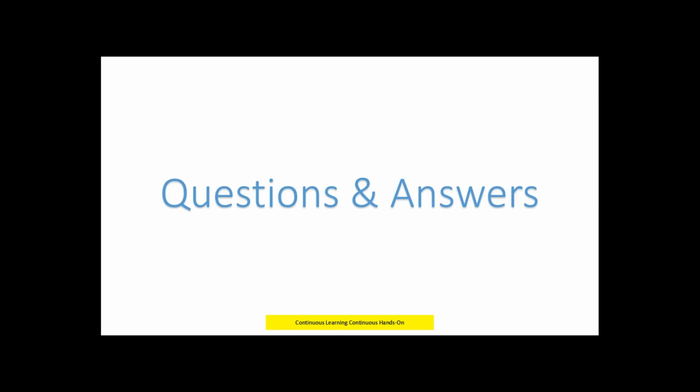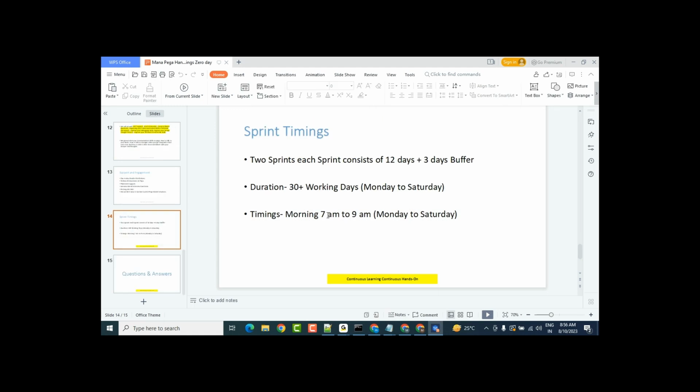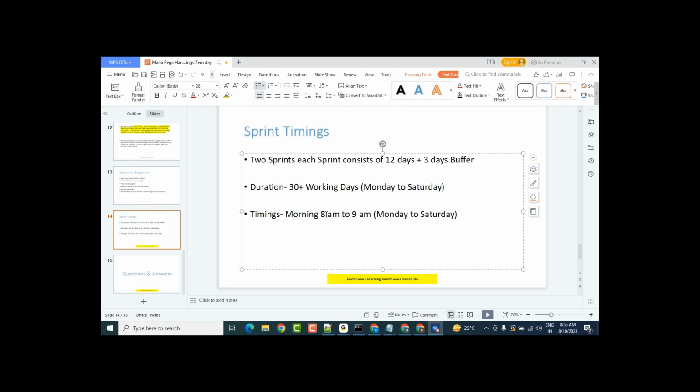It will be, guys, 30 plus days. We'll be going with sprint planning. Each sprint will go for 12 plus 13 days, like 15 days, with a buffer. So we'll have two sprints, consisting of 15 plus 15, that is 30 plus. Okay. It will be Monday to Friday, so we'll be doing all the sessions Monday to Friday.